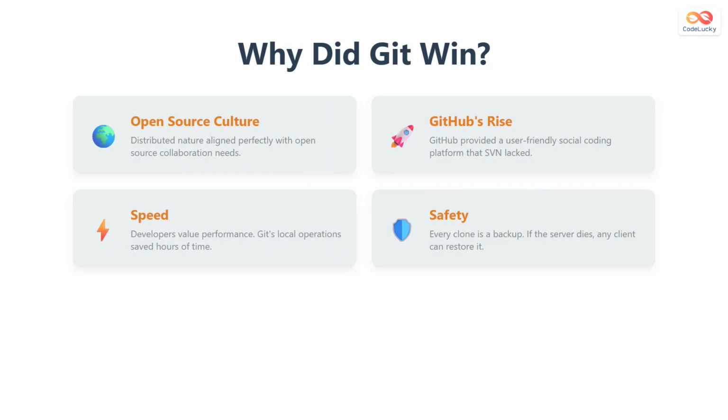So, why did Git win? It was a combination of factors. The distributed nature matched the needs of the open-source community perfectly. The speed and safety were superior. And significantly, the rise of GitHub provided a social coding platform that made using Git accessible and fun, effectively becoming the resume for modern developers.